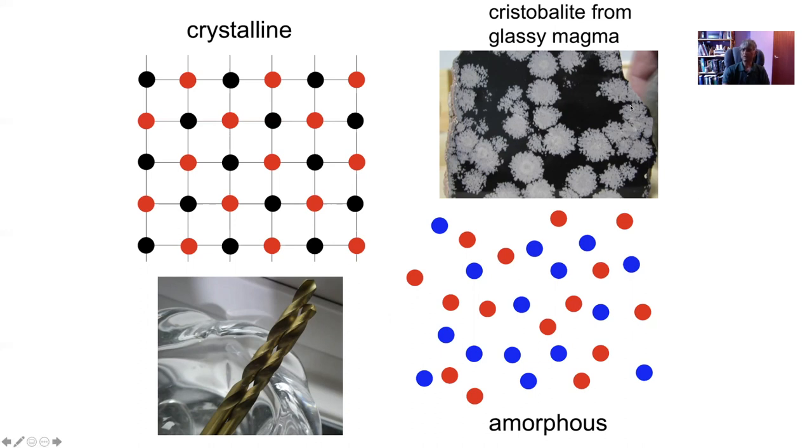Now, an example of a glass is solidified magma. And when that is induced to crystallize, you get cristobalite crystals growing from that magma. So this is the crystalline phase, and this is the glassy phase. Another example which you may be more familiar with is glass, ordinary glass, silica glass, the sort of stuff we use in windows. It's isotropic unless it is heat treated in a particular way.